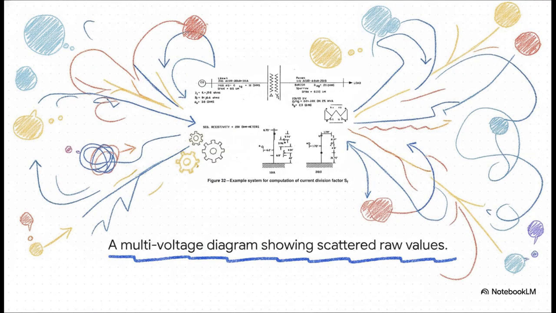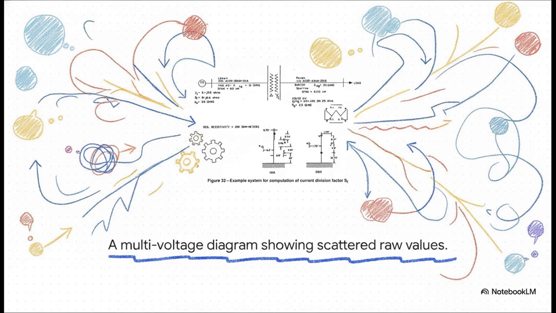To really illustrate the chaos of not having that common currency, just trace the path of this standard IEEE safety diagram on the screen. Look at this incredibly scattered mess of raw values. We've got an equivalent source on the left, an overhead line, a 115 to 12 kilovolt step-down transformer right in the middle, and then the load. And the numbers are all over the place.